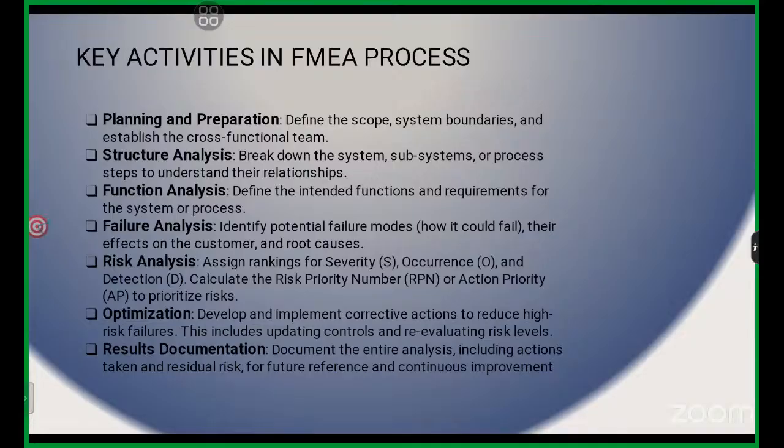Now, after getting the risk priority numbers, you optimize the process. You optimize the method or the system. You develop and implement corrective actions to reduce high-risk failures. High-risk failures have to be reduced first, followed by medium risks and low risks. This includes updating controls, re-evaluating risk levels, and eliminating the causative agents of these happenings or risks.